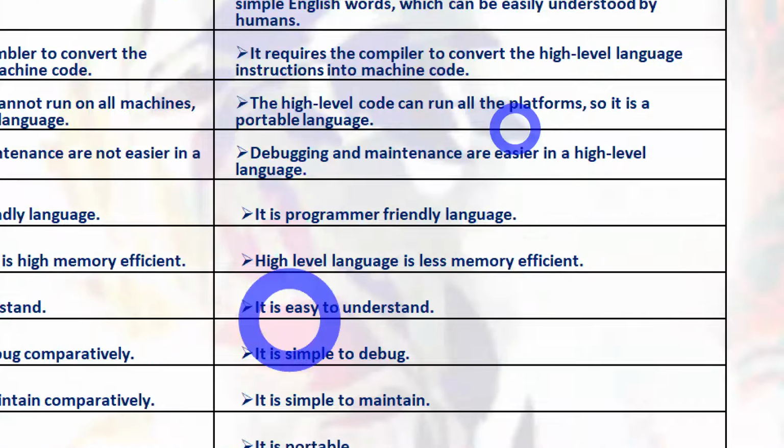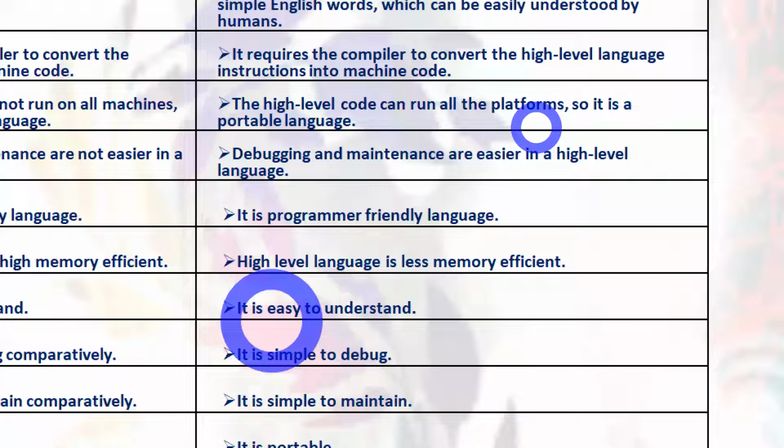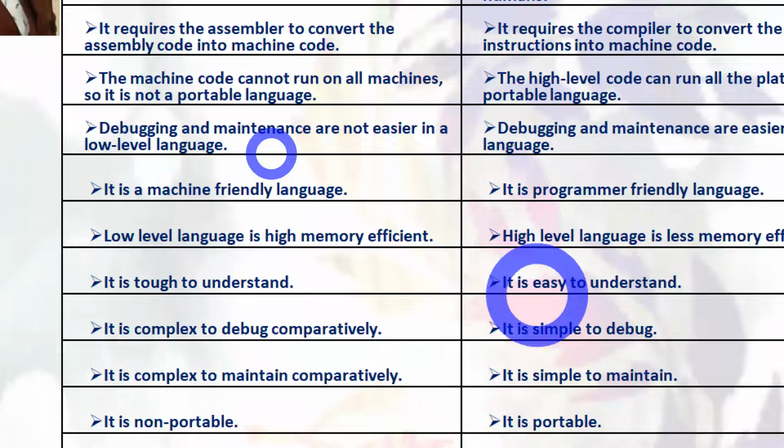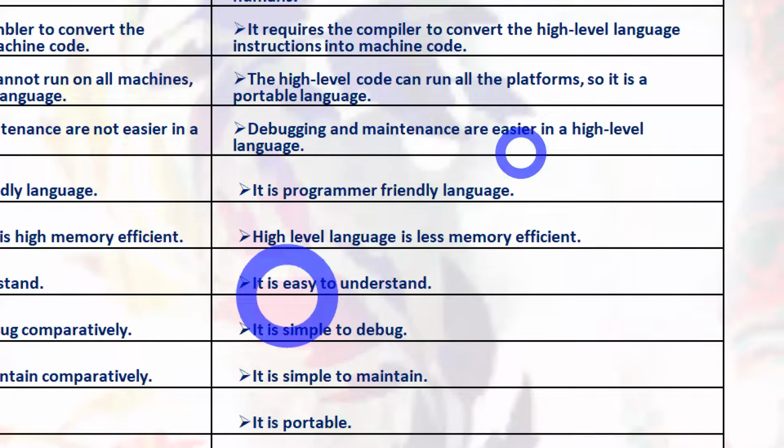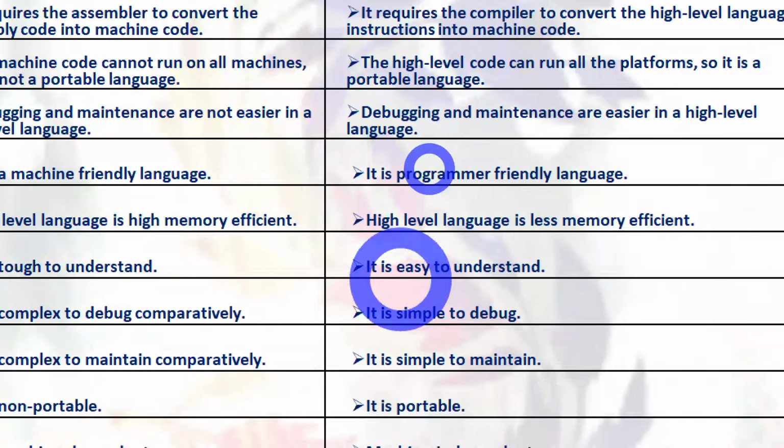But coming to high level languages, they can run on multiple platforms. The code can run on different platforms. That's why these languages are called portable in nature, and not machine dependent; they are machine independent. Debugging and maintenance are not easier in low level languages, but debugging and maintenance are easier in high level languages.